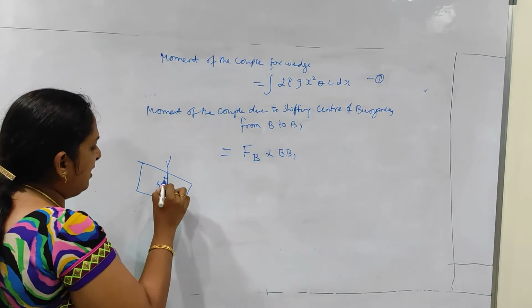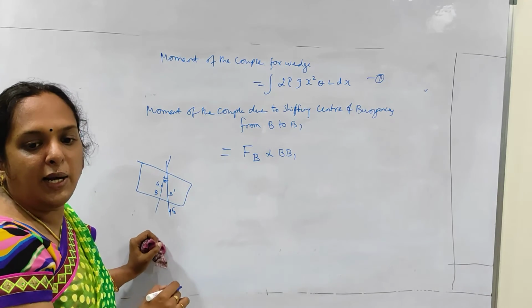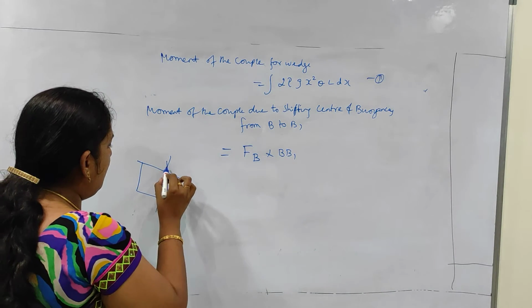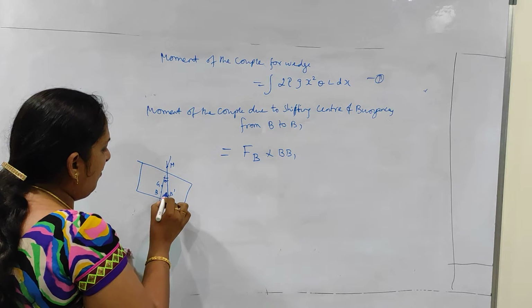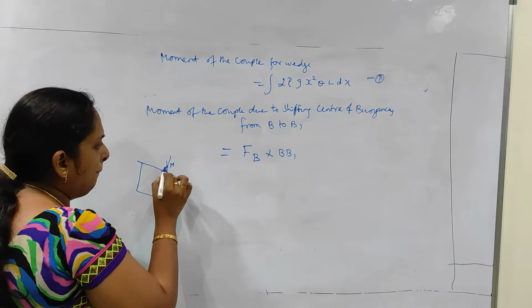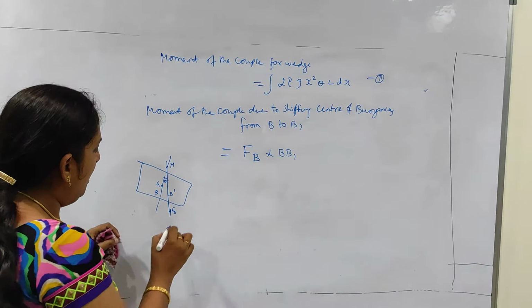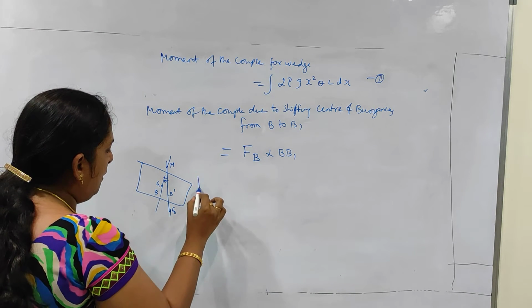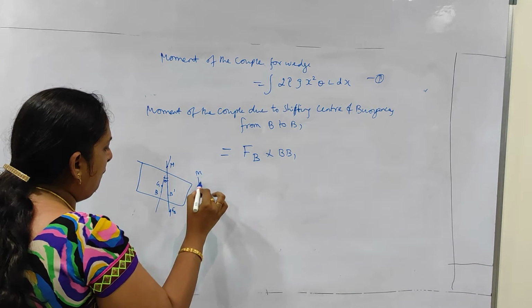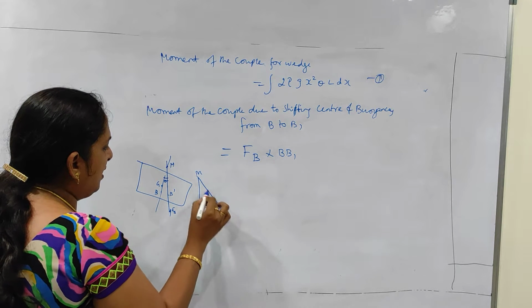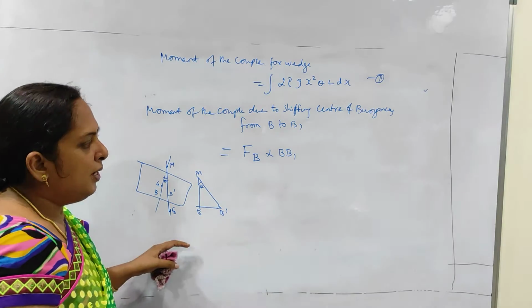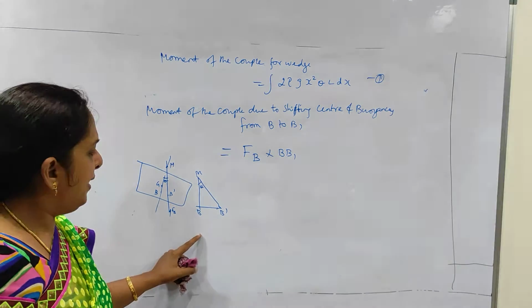Okay, and this angle is theta. Apart from that, what is this? This is your point M. So what we can do is write this BB1 in terms of your BM. This is your BM, and this is my new position BB1. This is my angle theta. So what is my BB1?